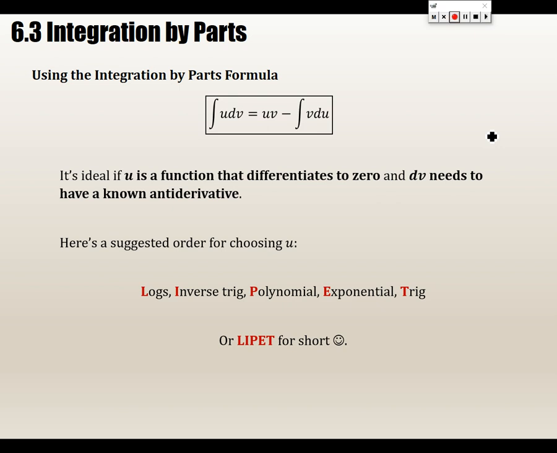So in particular, if you have a polynomial times a trig function, that's your integrand. Let u be the polynomial. That's what we're saying. Choose u to be the thing on the left over the thing on the right in this expression, right? Or if you have a polynomial times a log function, let the log function be u. Okay.